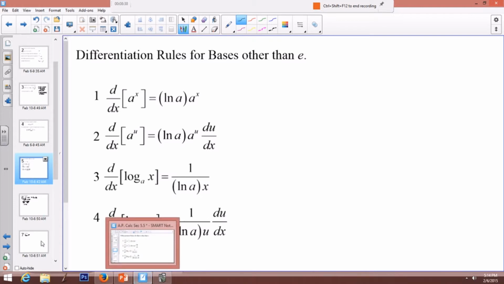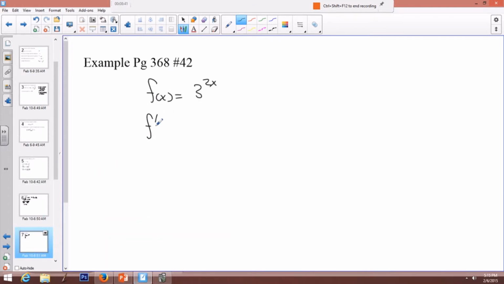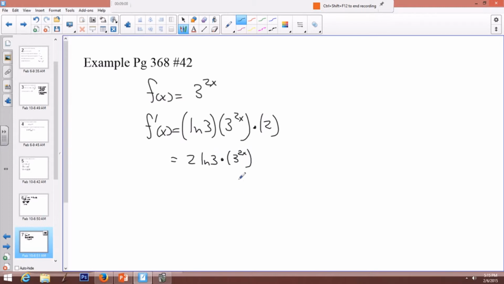So going back to this one, f prime of x is going to be the ln of the base, and that's 3. And then we're going to multiply that times the entire expression again, so 3 to the 2x. And then we're going to multiply that by the derivative of that expression. So I put in 2. And really this is good, but you might write 2 ln 3 times 3 to the 2x. Got that. All right, moving on.